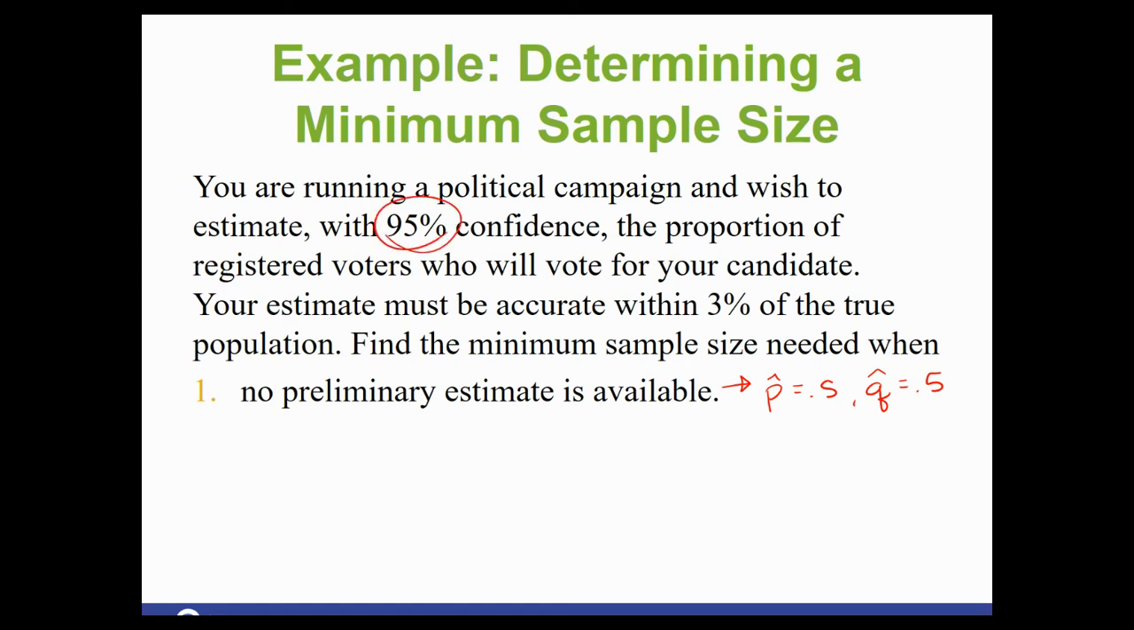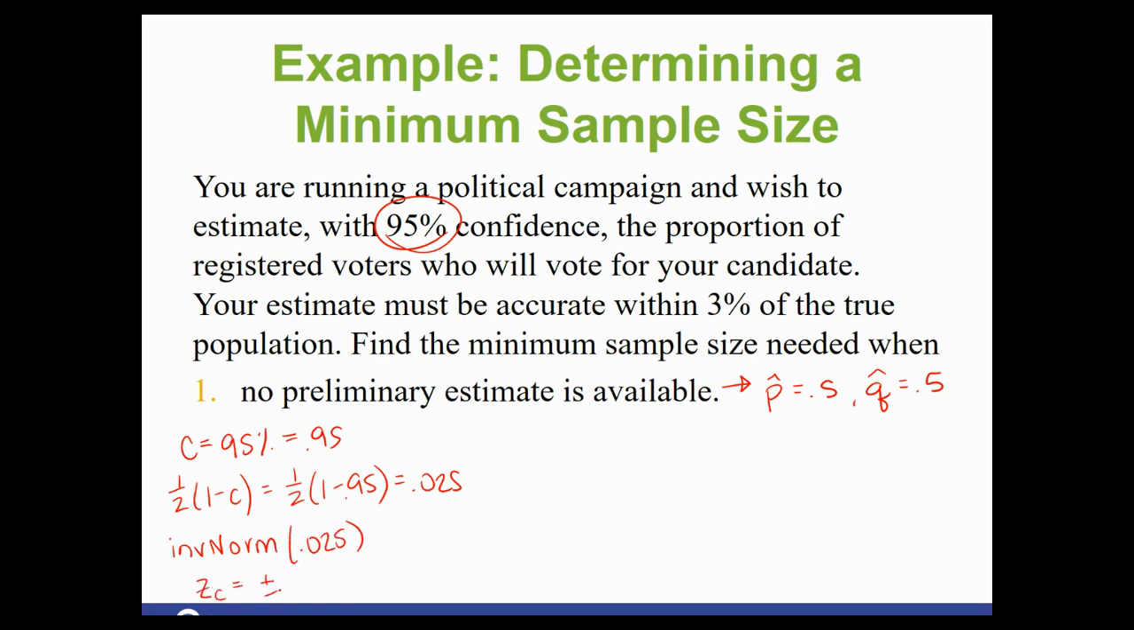We've got our confidence, 95%. We can switch that to a decimal, plug it into our 1/2 of 1 minus C, get 0.025, which we plug into inverse norm for area. And we get both positive and negative 1.9600 for critical value.